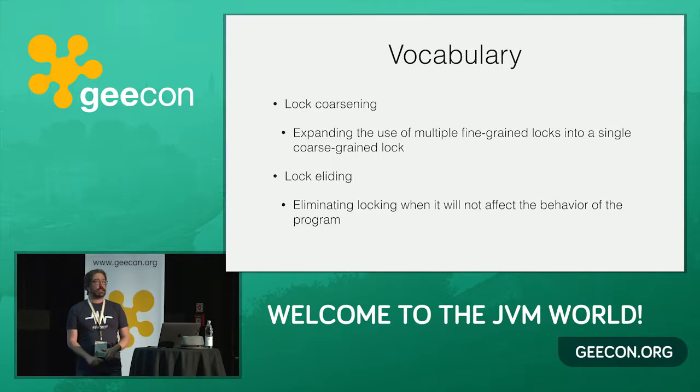It can also do some lock eliding, or reducing the cost of actually doing the locking itself. And this is when it sees that the lock is not necessary. For example, if you have an object that is only ever seen by this thread, never returned from this method, you don't need to synchronize on it. No one ever is going to see that code. No one's going to modify that object concurrently.